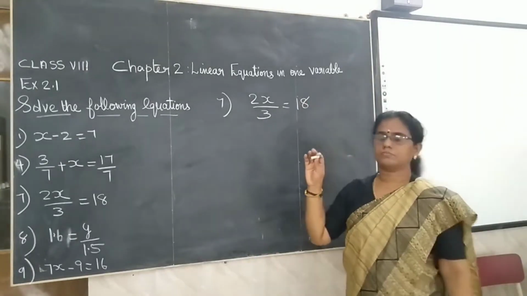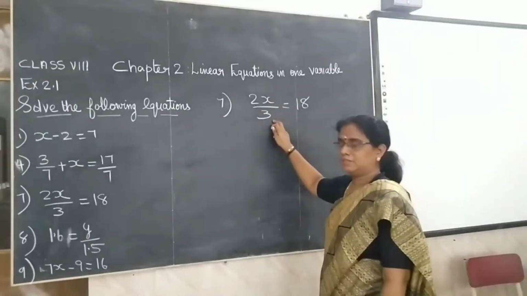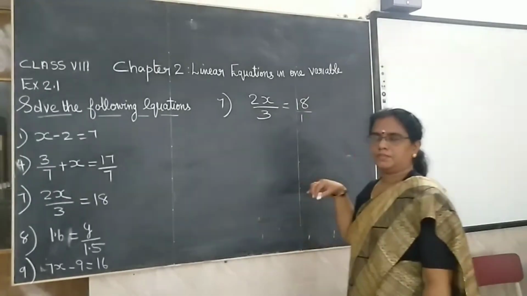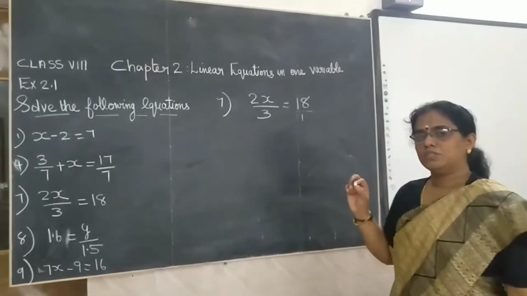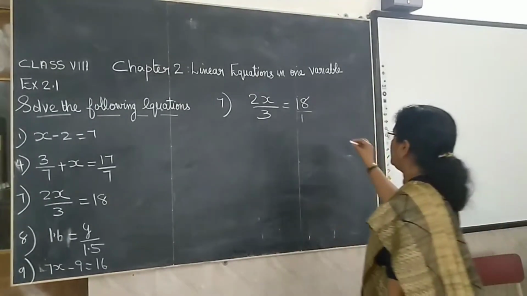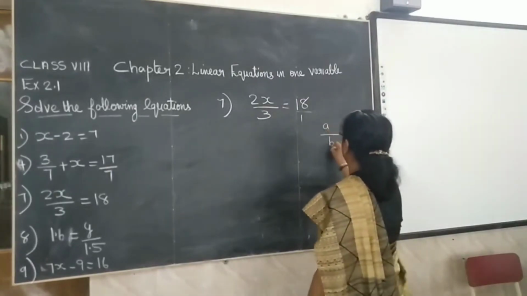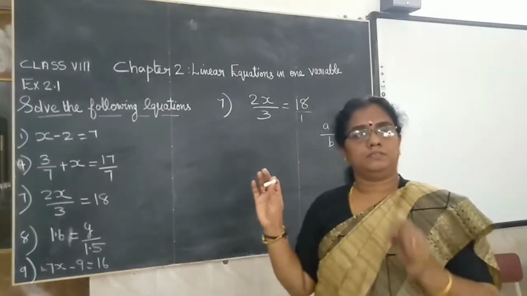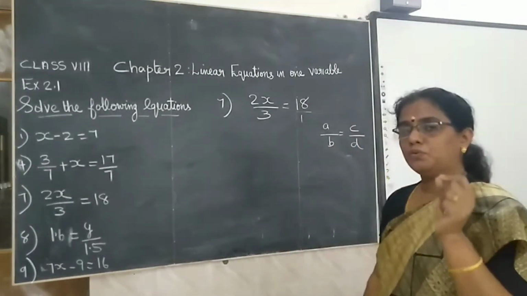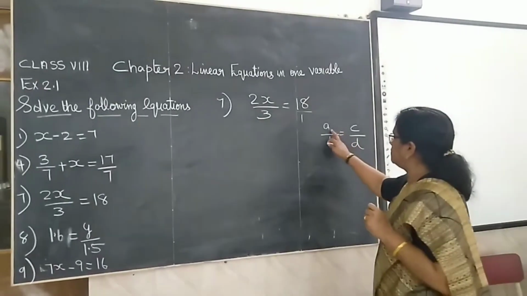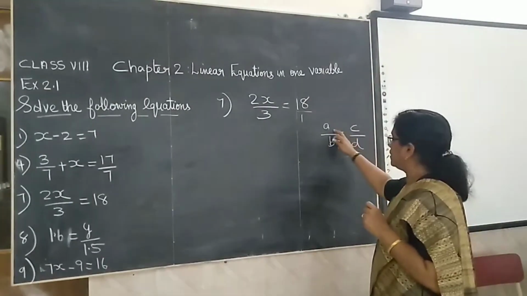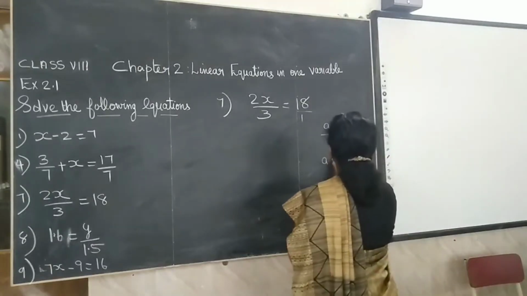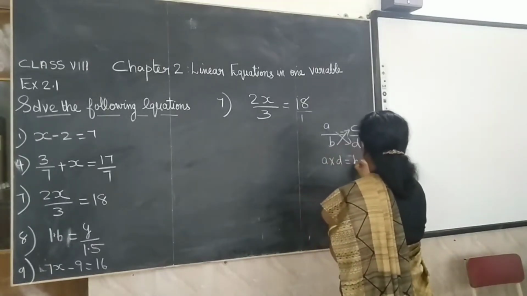Here this is given as a fraction, so 18 we can write as 18 by 1, because 18 by 1 is 18. Now this is of the form a by b equal to c by d. I think all of you remember that if two fractions are equal, then you can do the cross multiplication. That is, from here we can write a into d equal to b into c.